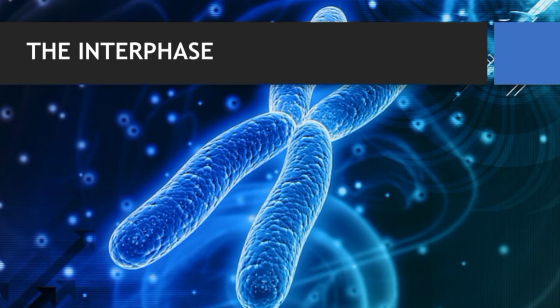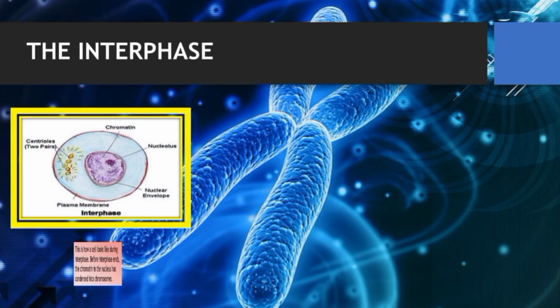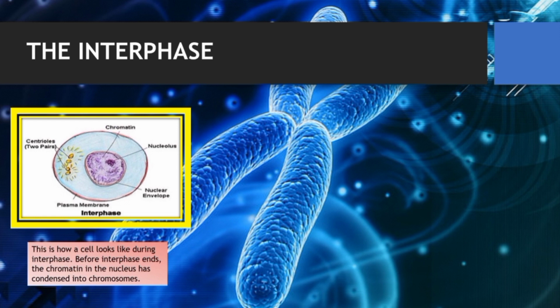Let's talk more about the interphase. Sabi ko kanina, interphase is where the cell spends most of its time. So here is how a cell looks like during interphase. So here are the parts. We have here centrioles, 2 pairs.